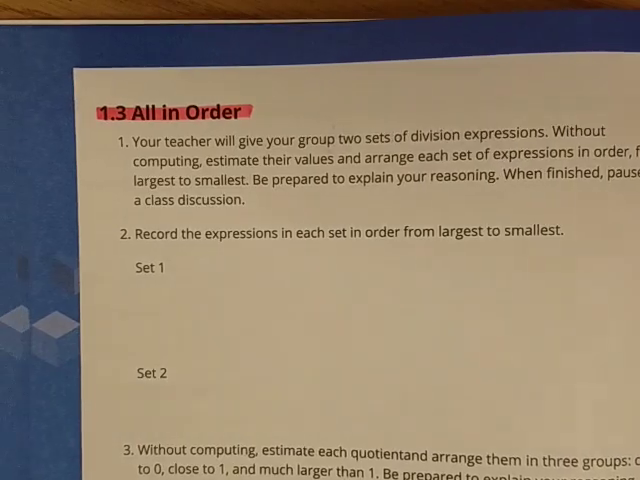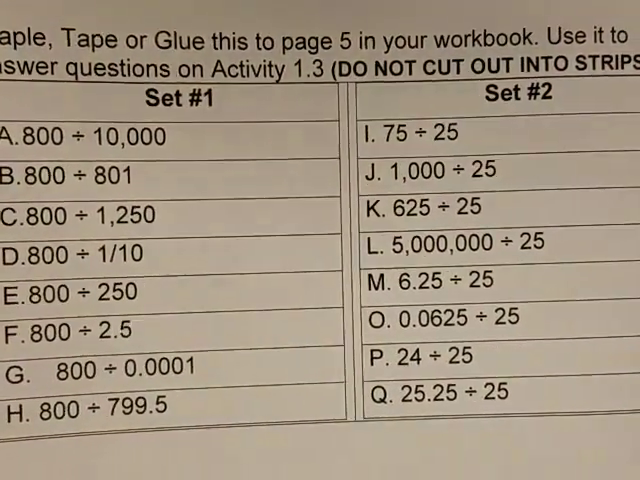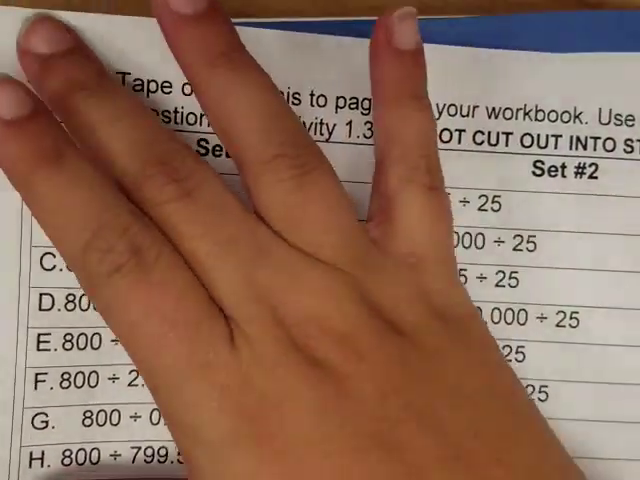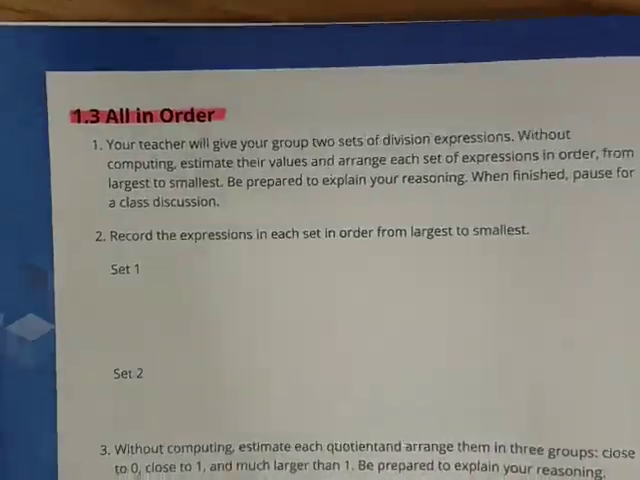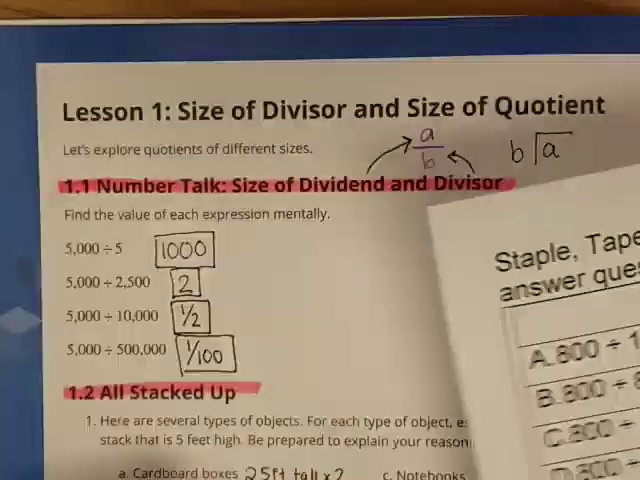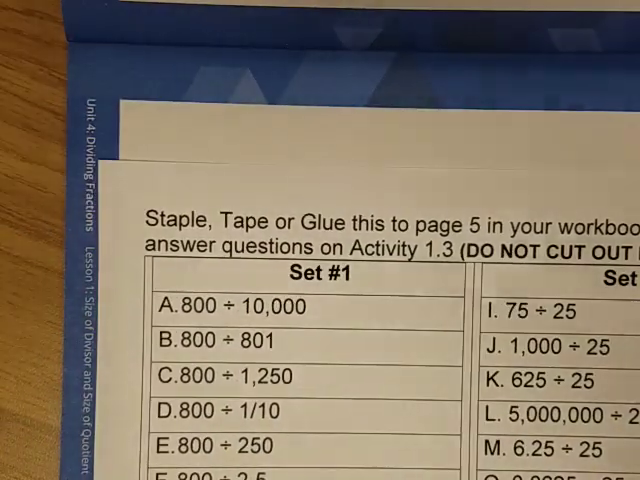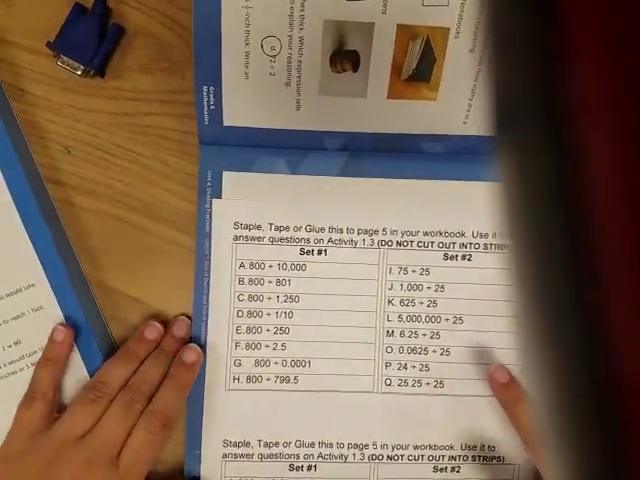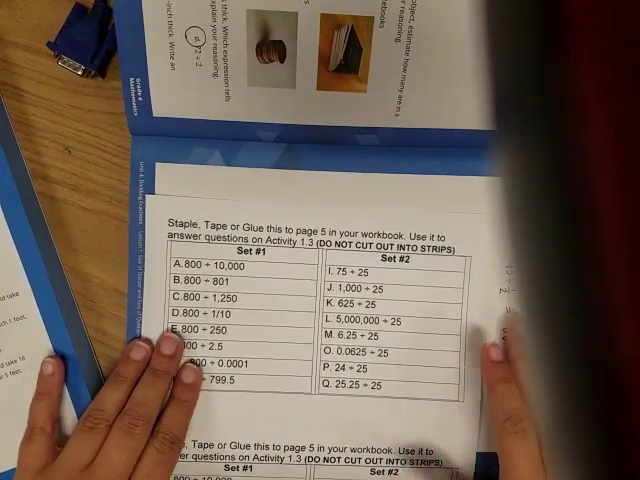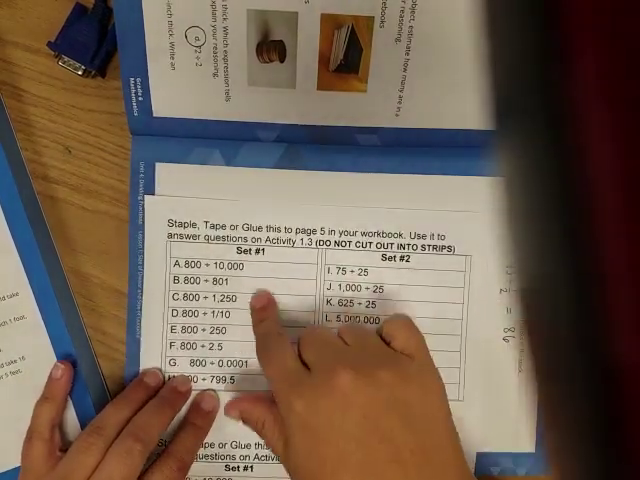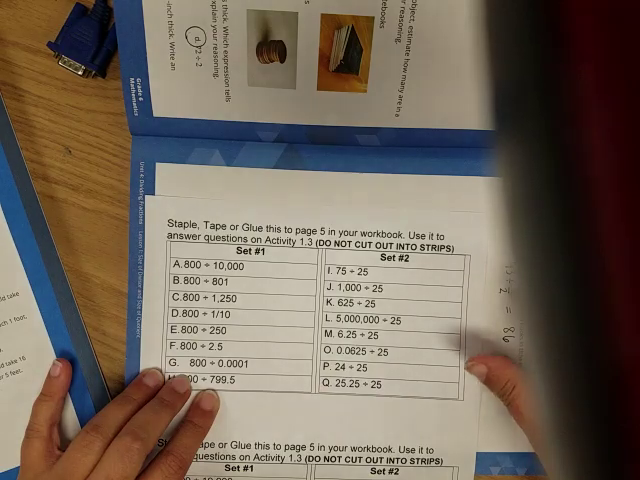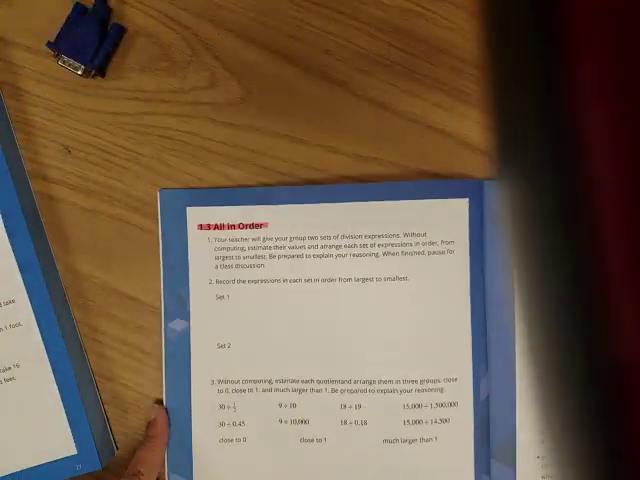All right. The next thing you're going to get for this lesson is all in order. You should be getting a sheet that looks like this. What you're going to do is glue this onto page 5 right here. I'll zoom it out so you can see. On page 5, you should have this activity, set 1 and set 2, glued there, and you're going to use it for this activity, all in order. So let's read this together.